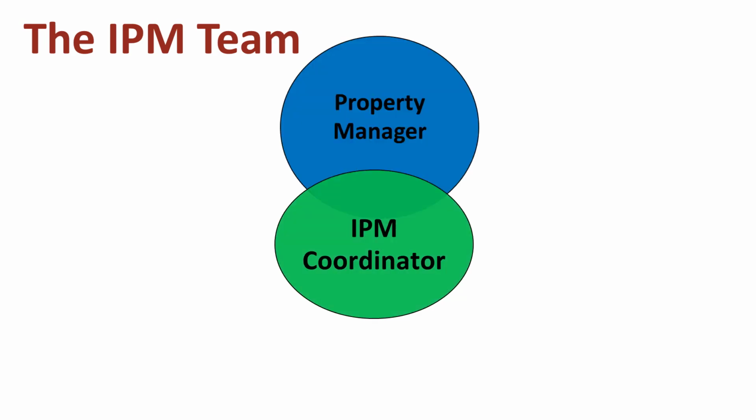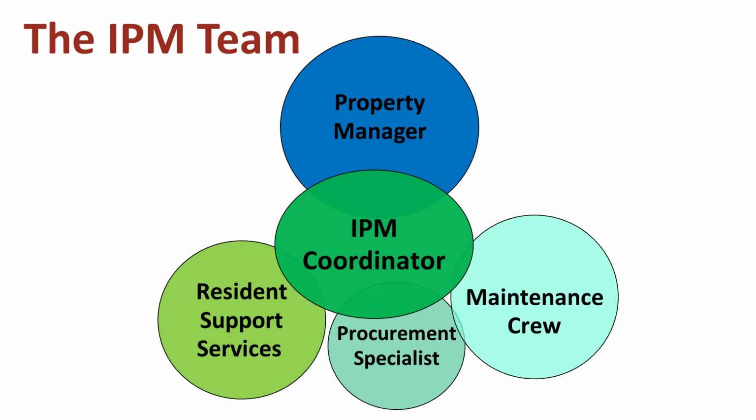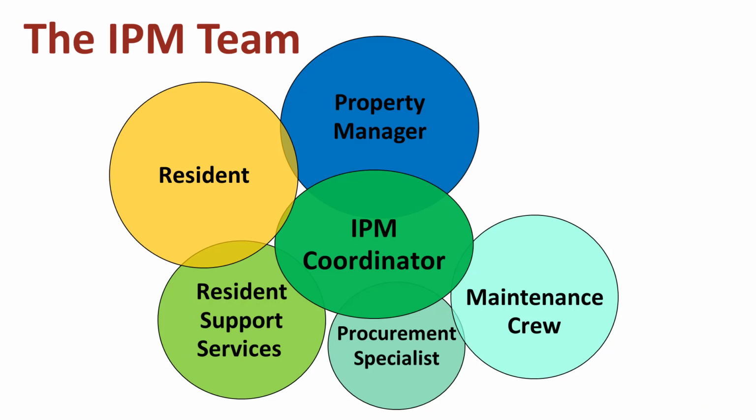Property managers are responsible for time and resource allocation at the property and often set the tone for resident involvement. The procurement specialist is responsible for reviewing the qualifications of pest management professionals and contracting for pest management services. Resident support services provide education and assistance for residents. The maintenance crew addresses moisture issues and makes repairs that block pest entry points. Janitorial or custodial services clean common areas. Residents must clean regularly and report maintenance issues and pest problems.